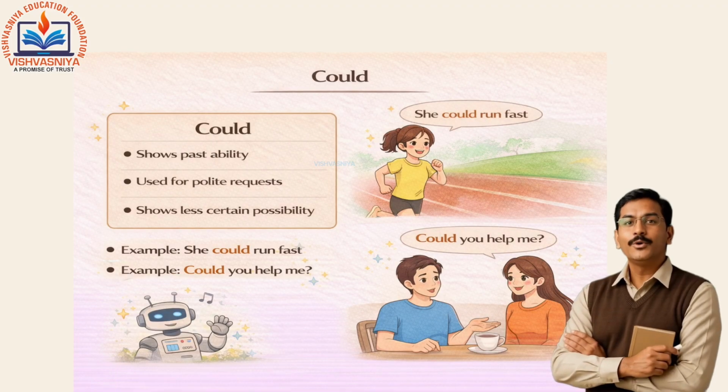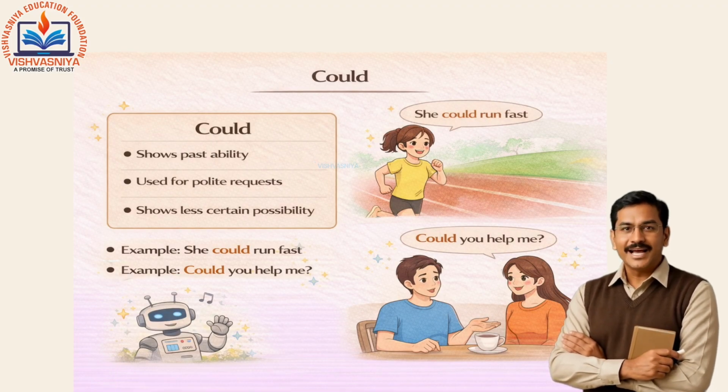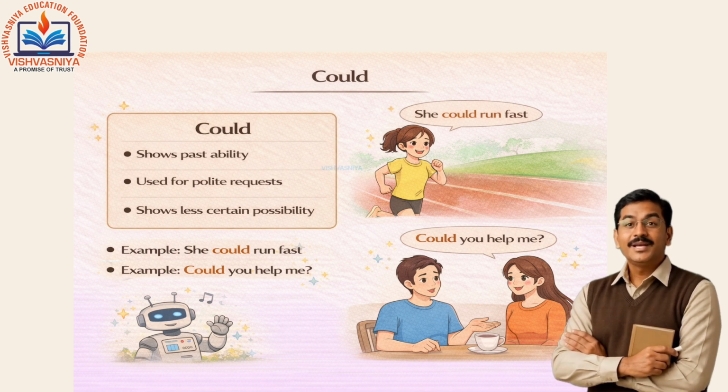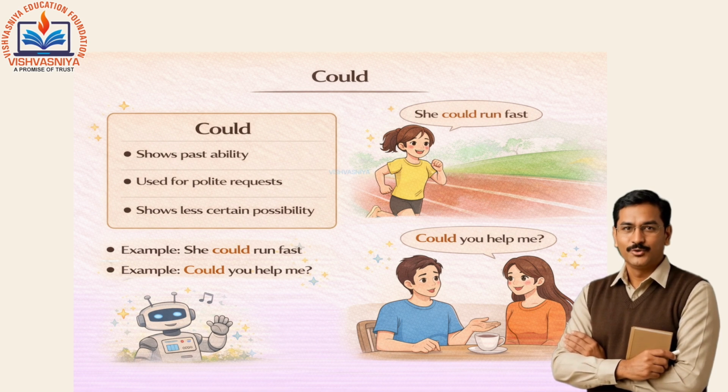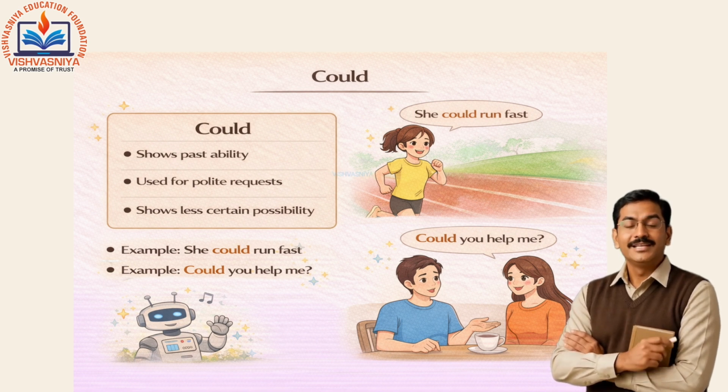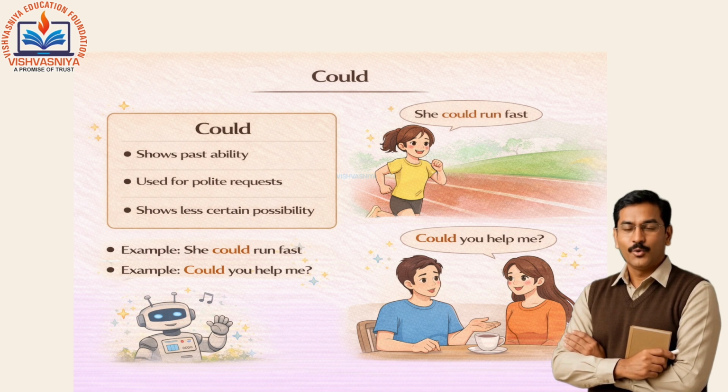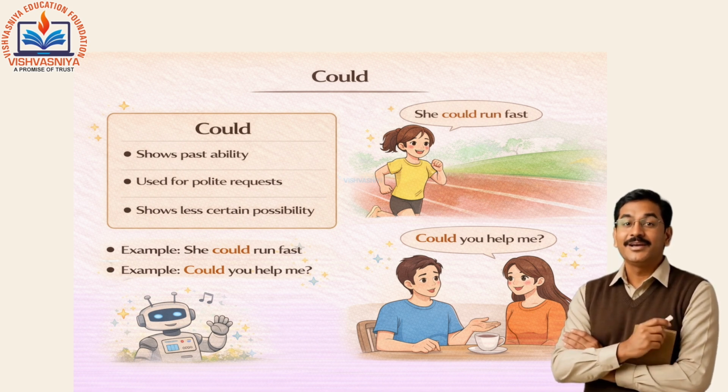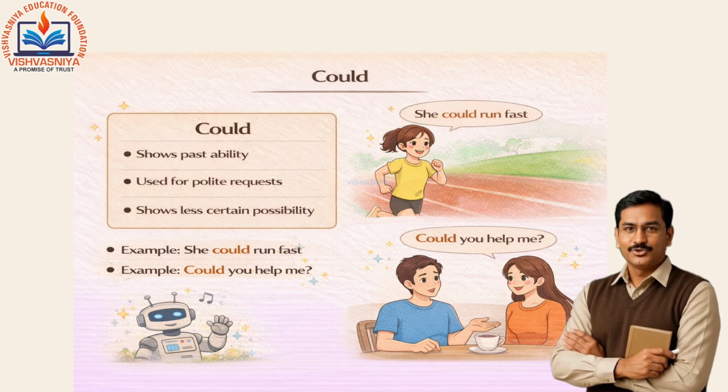The modal verb could is often used as the past form of can. It shows ability in the past. For example, she could run fast when she was young. Could is also used to make polite requests. For example, could you help me? It is also used to show possibility, but the certainty is less, as in it could rain today.